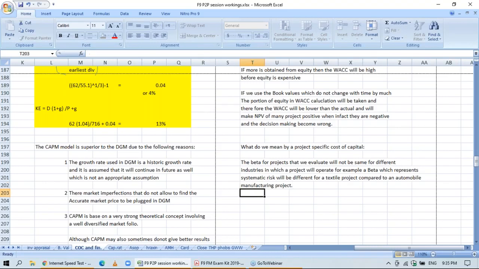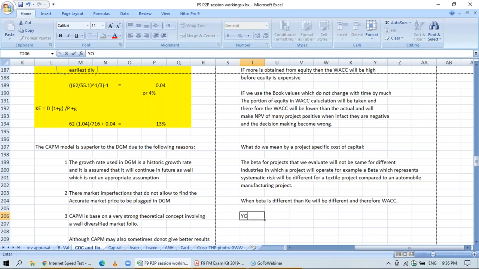Agreed? So when beta is different, then cost of equity will be different, and on the base of cost of equity we calculate WACC. So if cost of equity will be different, WACC will also be different, right? So what is the important point?